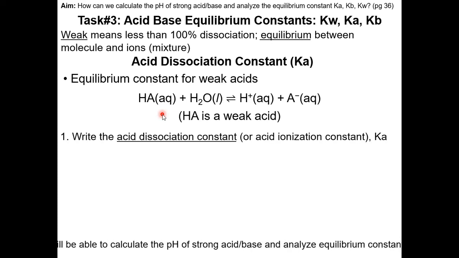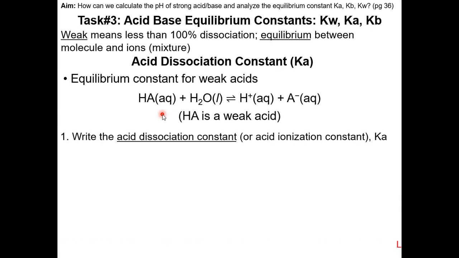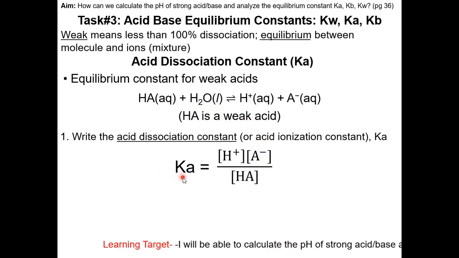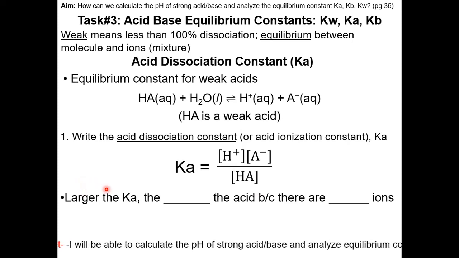In this equation, HA is a weak acid. To write the acid dissociation constant, Ka, we have to write the concentrations of the products over the concentrations of the reactants. Notice I left out water because it's a liquid. So Ka is equal to the concentration of the hydrogen ion times the concentration of the conjugate base over the concentration of the acid. The larger the Ka, the stronger the acid.